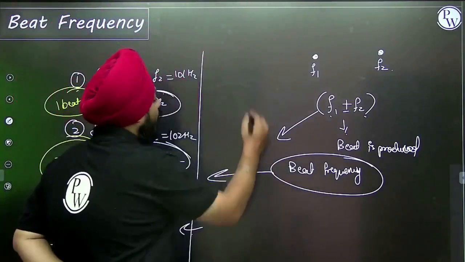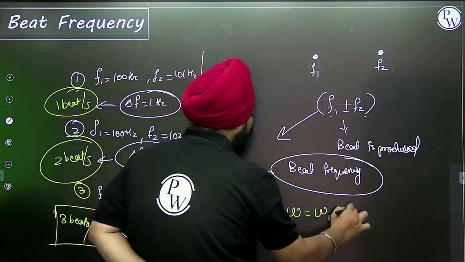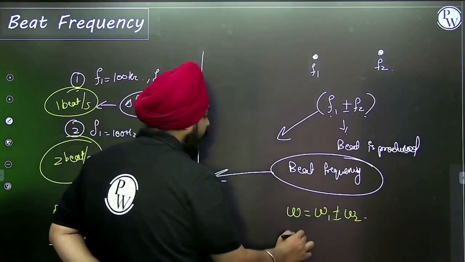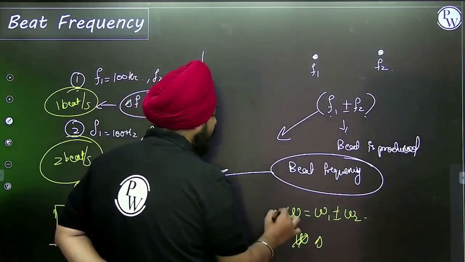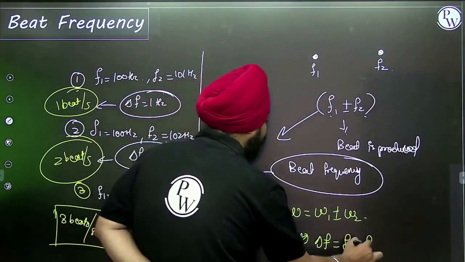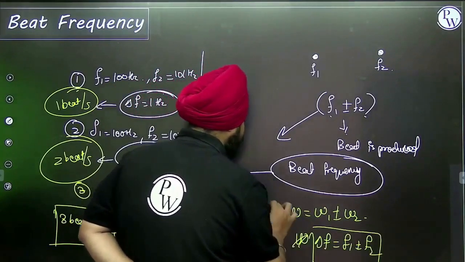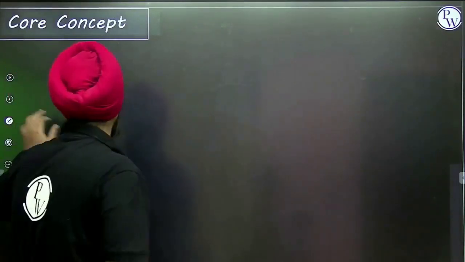A very simple formula we are having: omega is equal to omega 1 plus or minus omega 2, right? And here omega can be replaced as 2 pi f. From this we are getting, in another sense, delta f equal to f1 plus or minus f2. Right, now this was a very simple concept of the beat frequency.